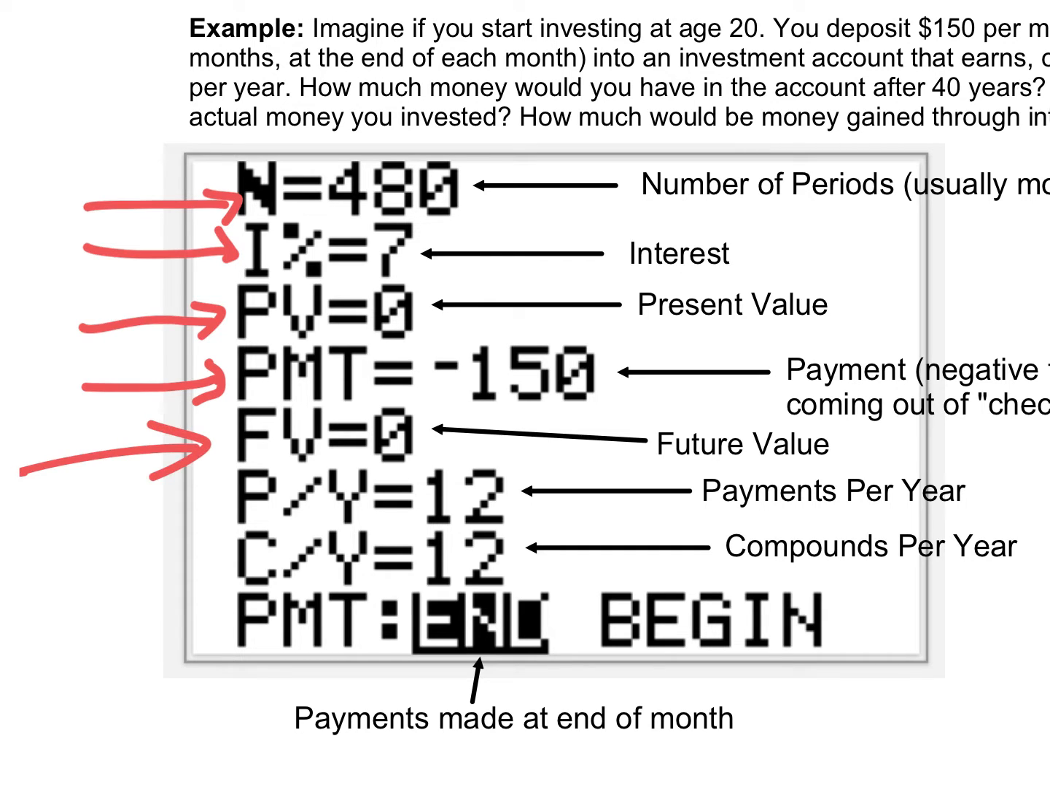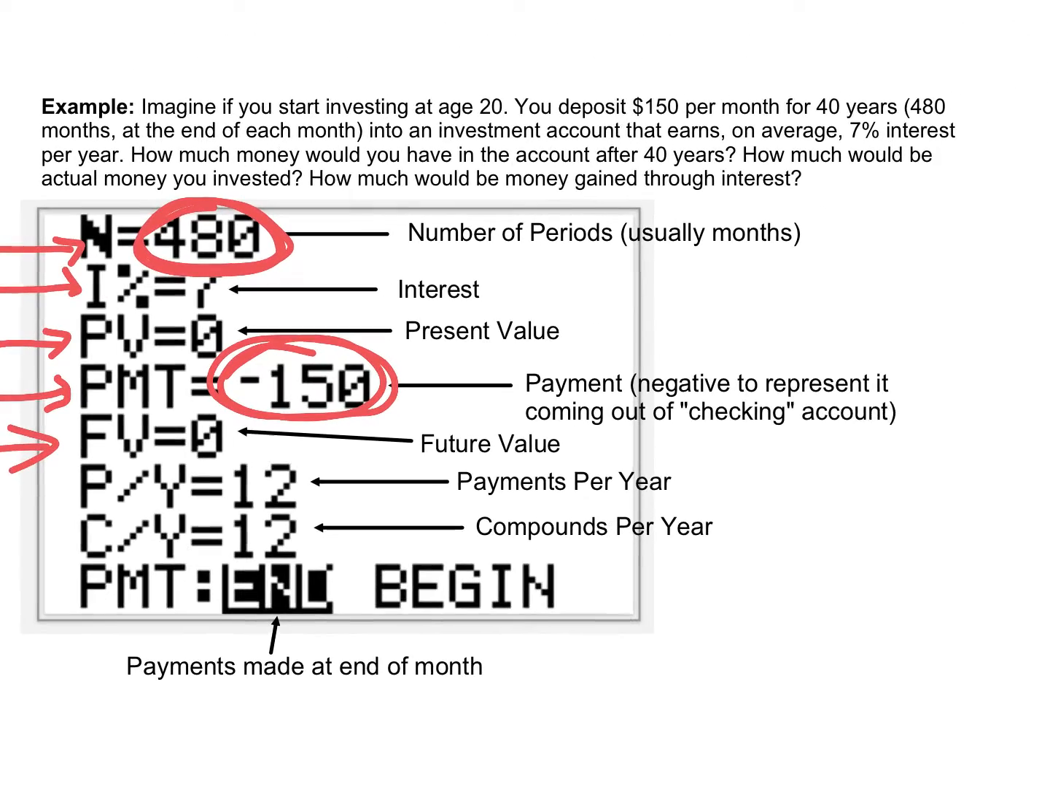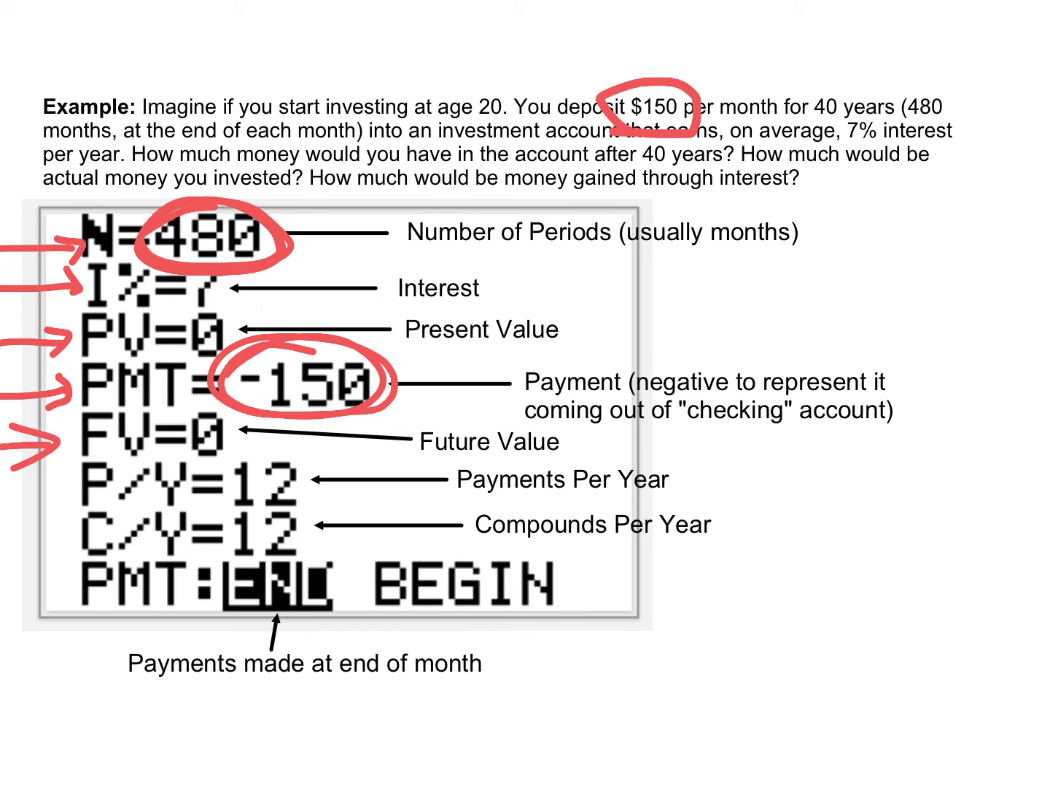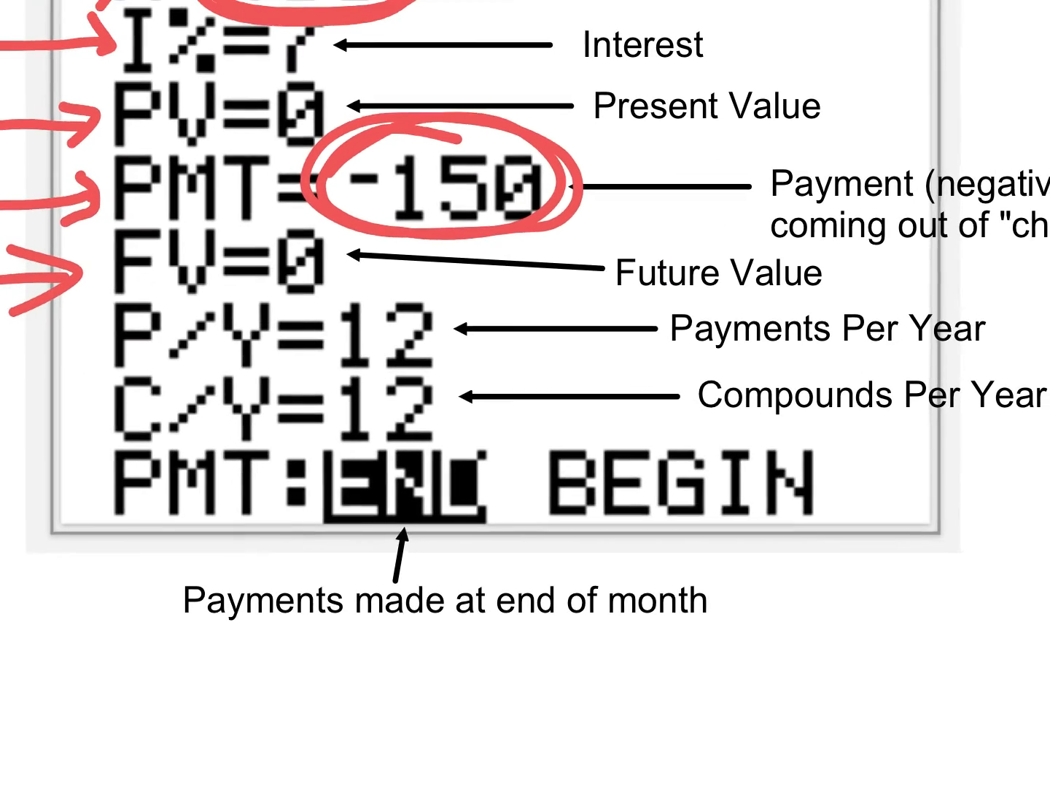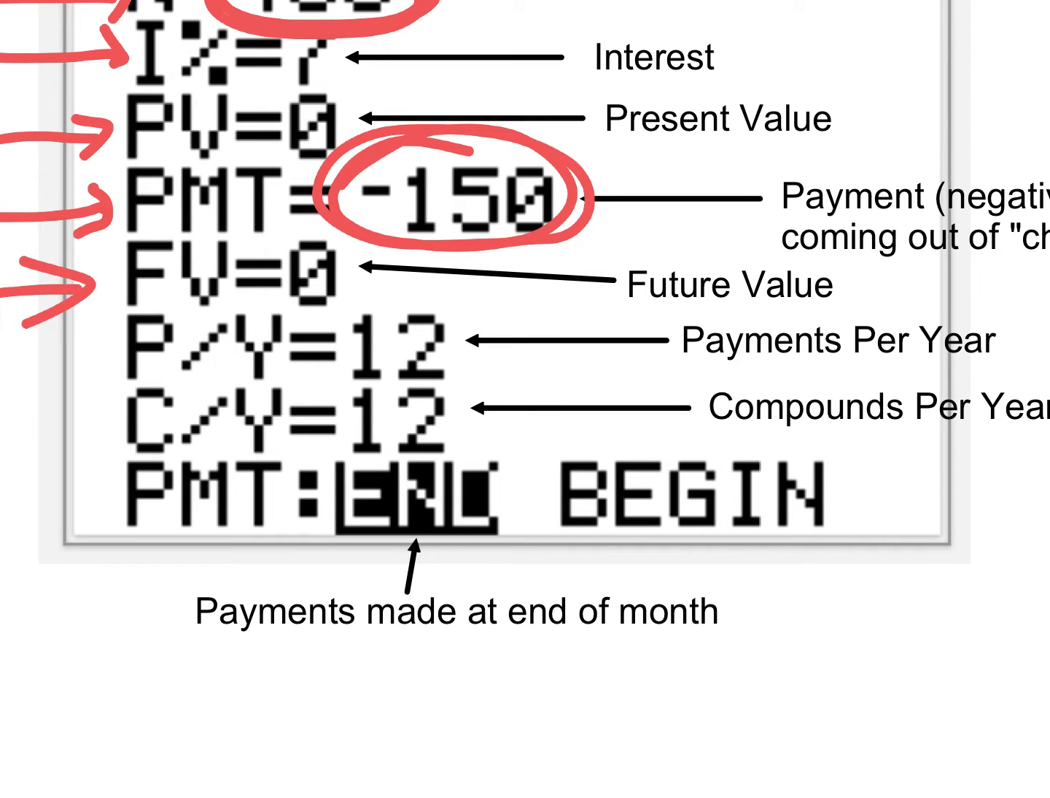Future value is 0. That's the weird one. If you're going to make payments of 150 and you have these 480 months to do it, well, something's gonna happen. Like you're not gonna have 0 at the end. So you're depositing 150 a month for 40 years. That's a long time. So how do we figure out the future value? That's the key right there. It's not going to be 0.